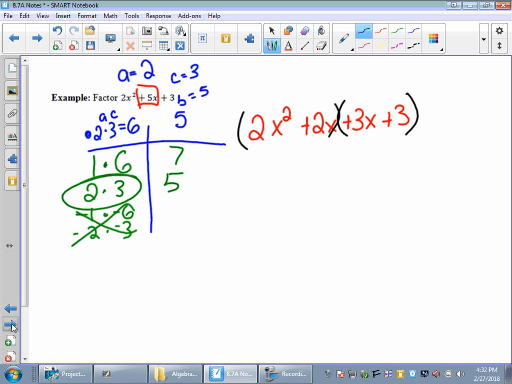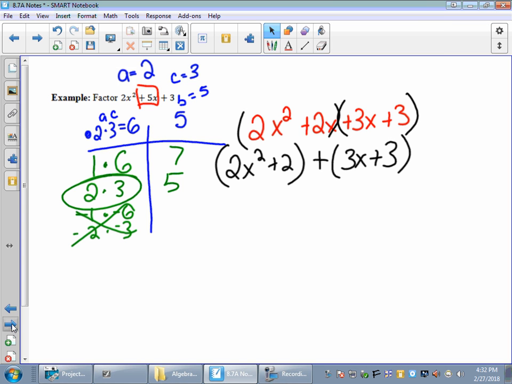So let's group these into 2 factors. 2x squared plus 2. Don't forget to add in that extra plus there. 3x plus 3. I can go ahead and pull out my greatest common factor of each separately. 2, and that would leave me with an, whoops, I forgot an x. My greatest common factor of this first one is going to be a 2x. Open my parentheses. 2x times x gets me to x squared. 2x times 1 gets me to the 2x.